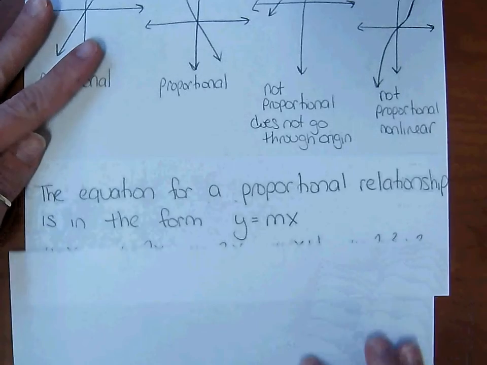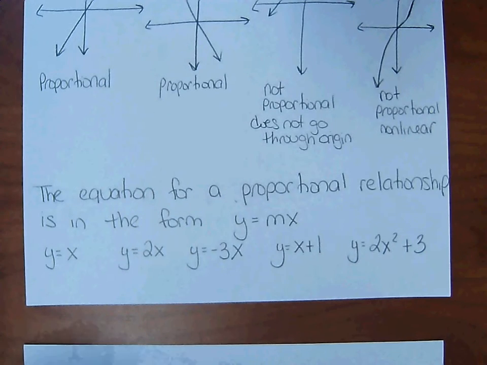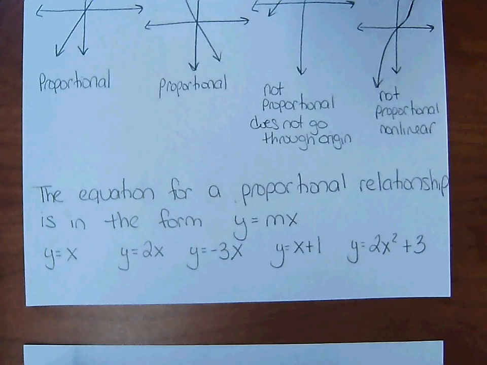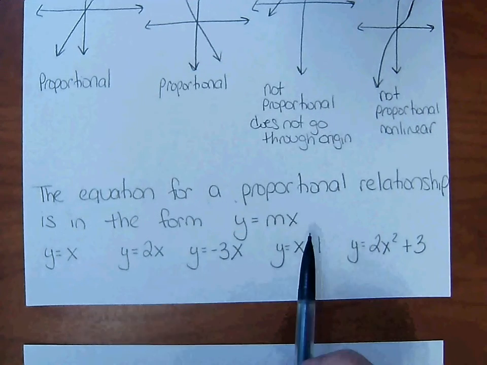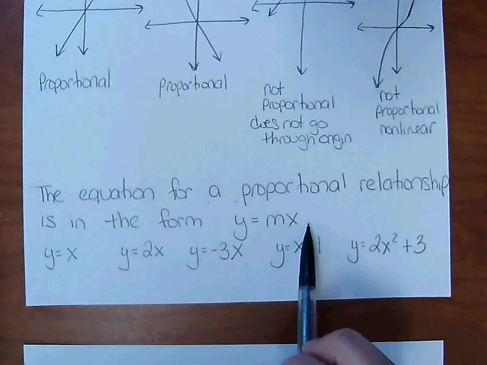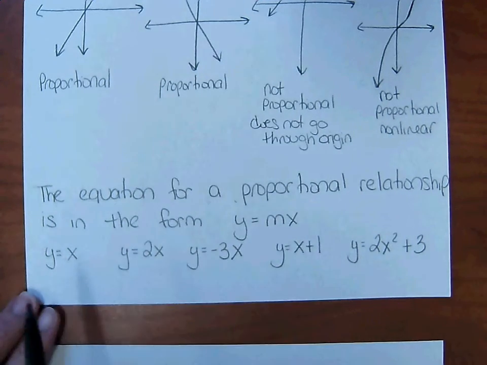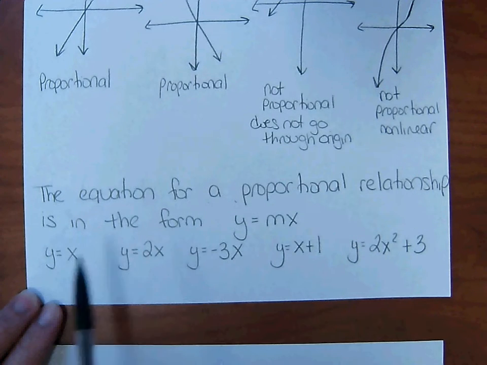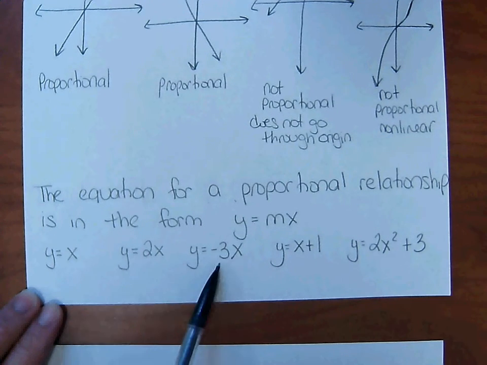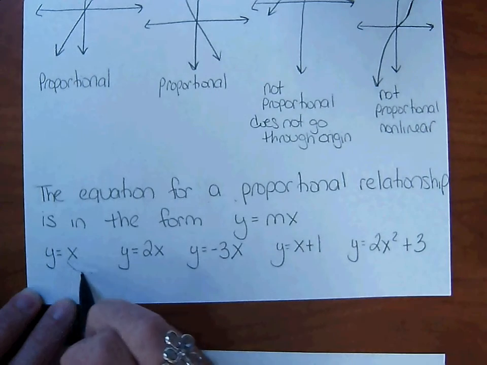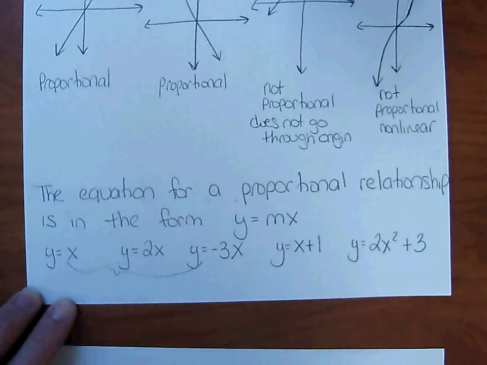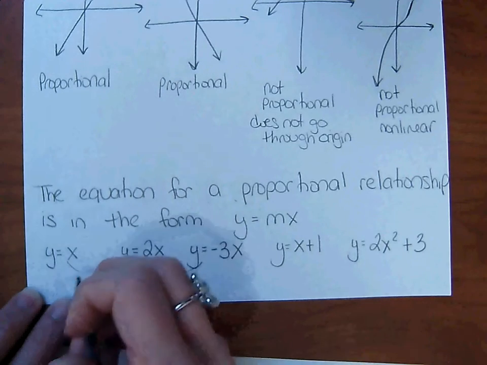If we have an equation for a proportional relationship, it has to be in the form y equals mx. Nothing can be added or subtracted to the mx. So looking at our equations here, y equals x, y equals 2x, and y equals negative 3x. All 3 of these are in the form y equals mx, so all of these are proportional.